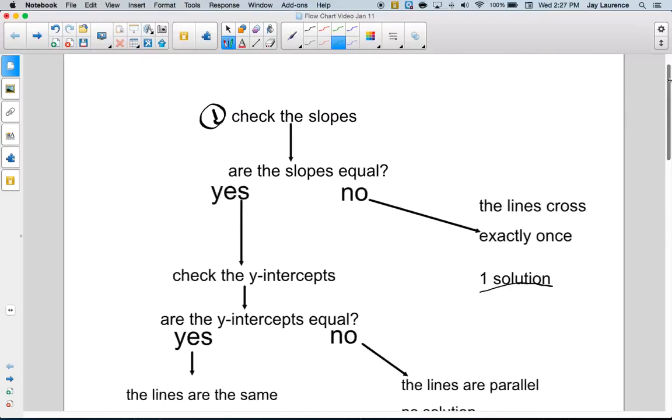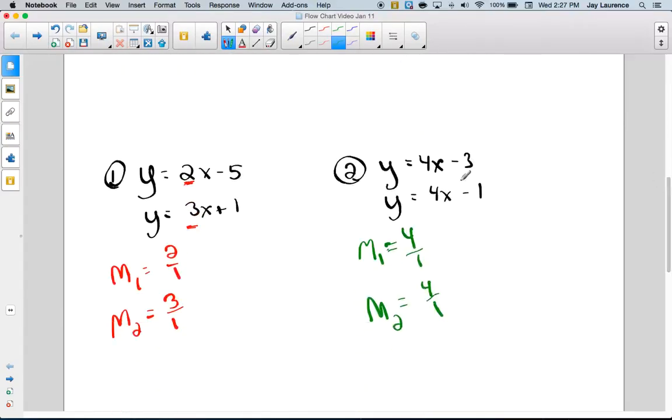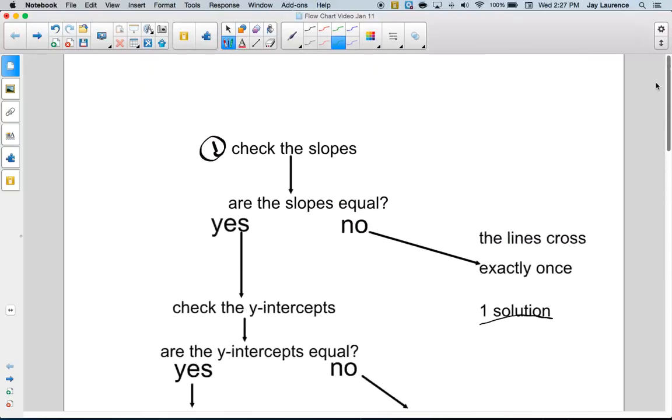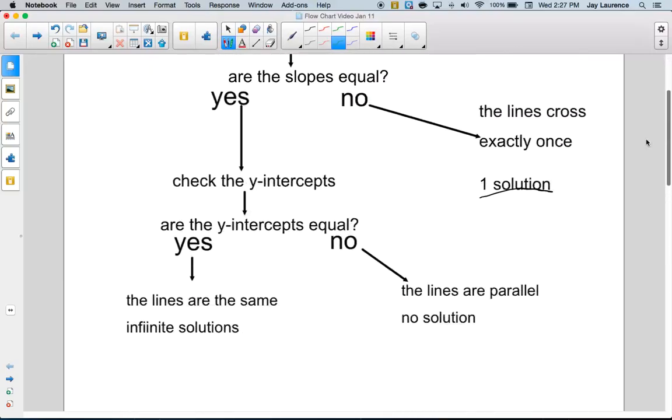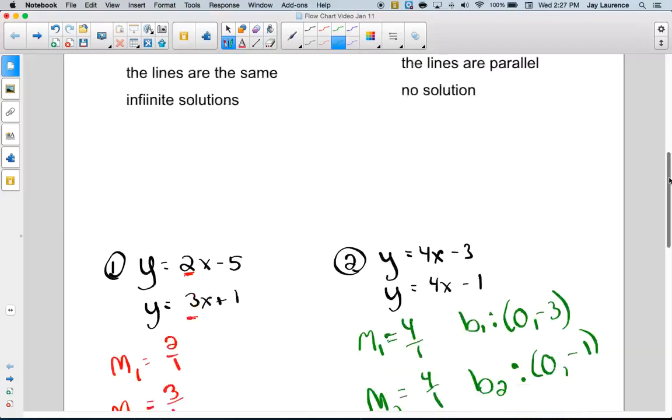Okay, let me go check the y-intercepts. Let me come back down here. Man, I'm getting tired from all this going up and down and up and down. All right, the first one, the y-intercept, looks like it's occurring at the point (0, -3). Okay, that's the first y-intercept. The second y-intercept, the one for the second equation, I should say, is going to be (0, -1). Now there was a question under there. Are the y-intercepts equal? No, they are not. These lines are parallel and have no solution.